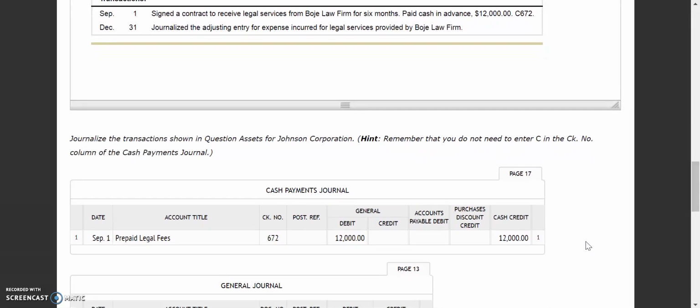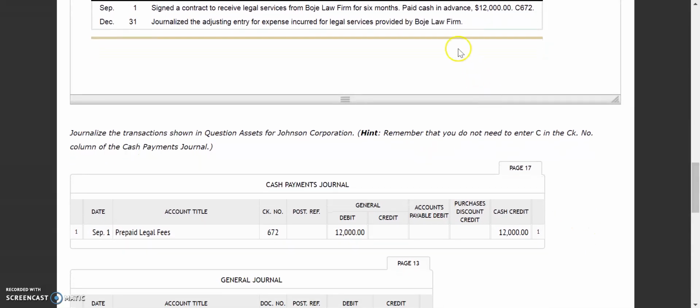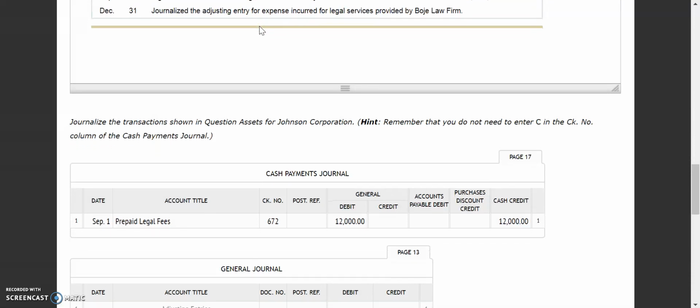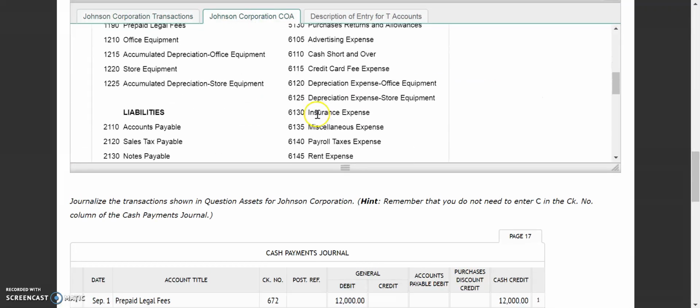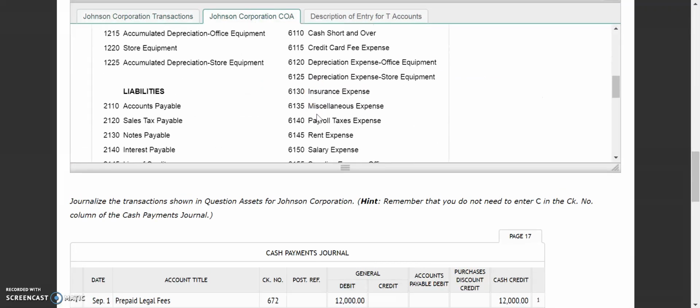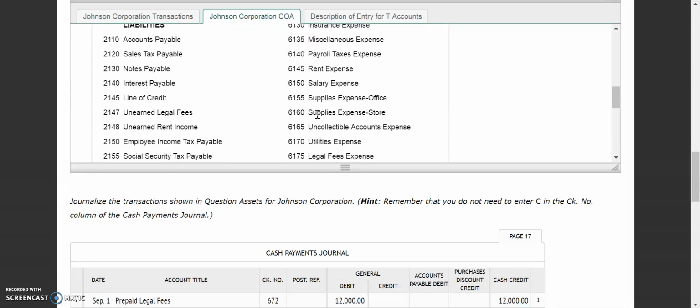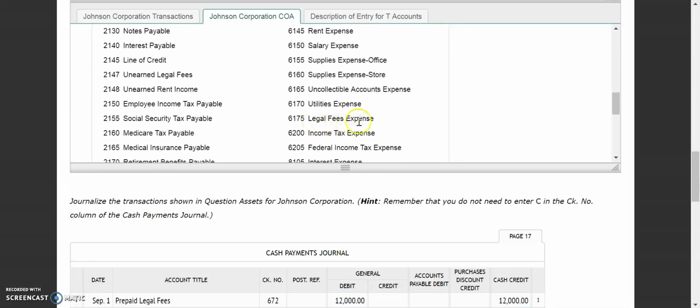Now, on December 31st, we also have to do an adjusting entry for them. Okay, so they have actually over the past 4 months, again, September, October, November, December, used up some of those prepaid legal fees, and those turn into an expense for them. So if we were to look at their chart of accounts under expenses, we would have legal fees expense right here. This is the one we're working with.